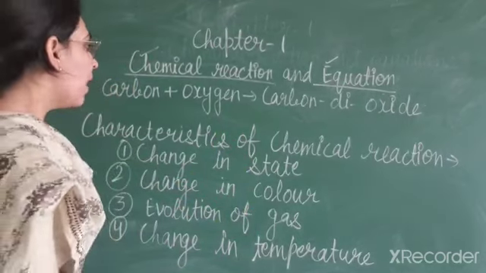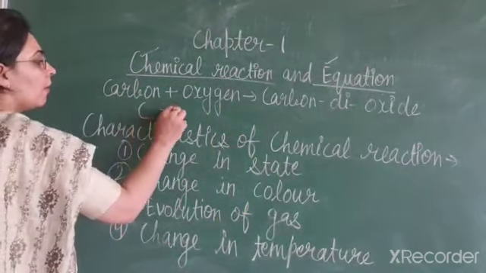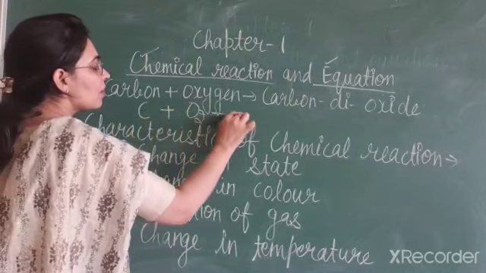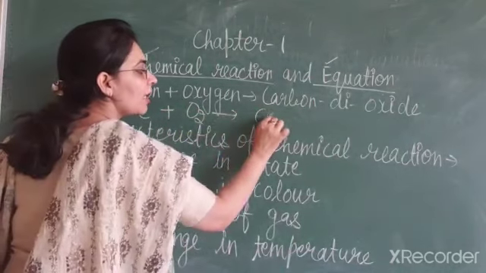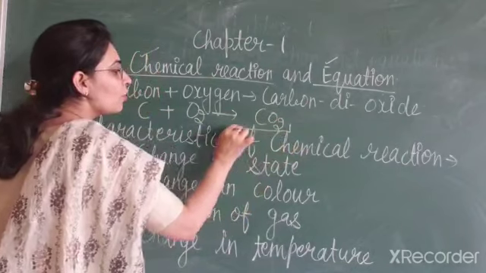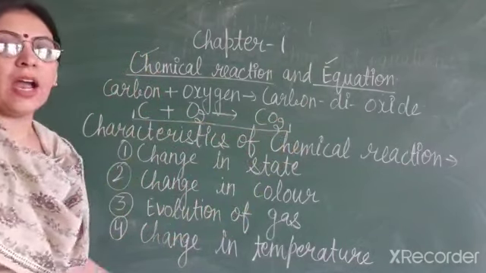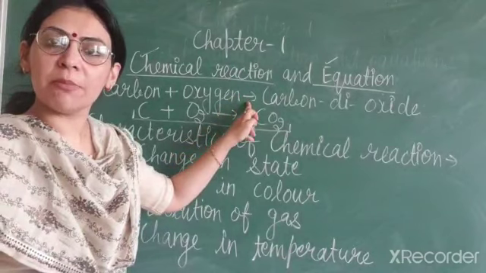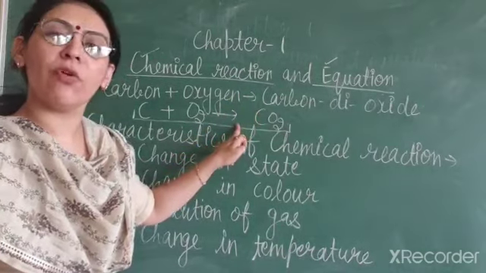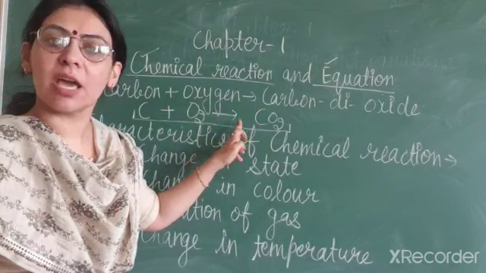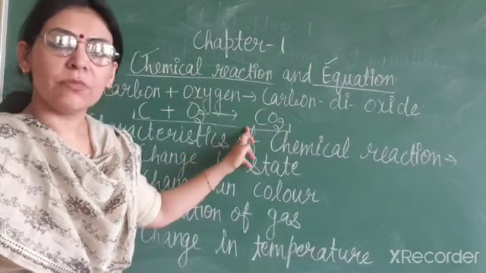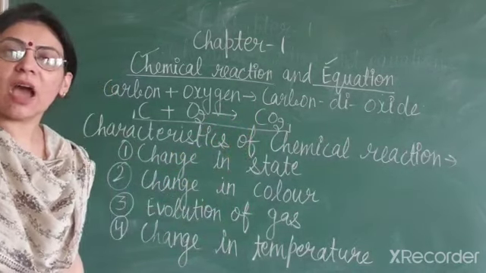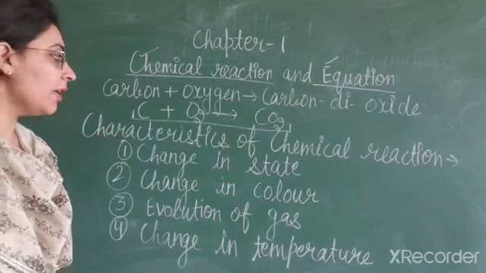For example, I am writing here C. ऑक्सीजन के लिए मैं O2 यूज कर सकती हूँ. कार्बन डाइऑक्साइड के लिए I am writing here CO2. So this is the chemical equation and this was the chemical reaction. When I am representing this chemical reaction in the form of symbols and formulas, then it is known as chemical equation.